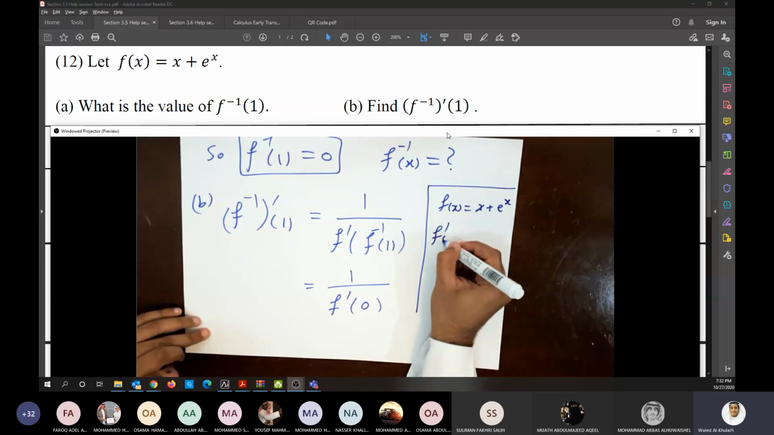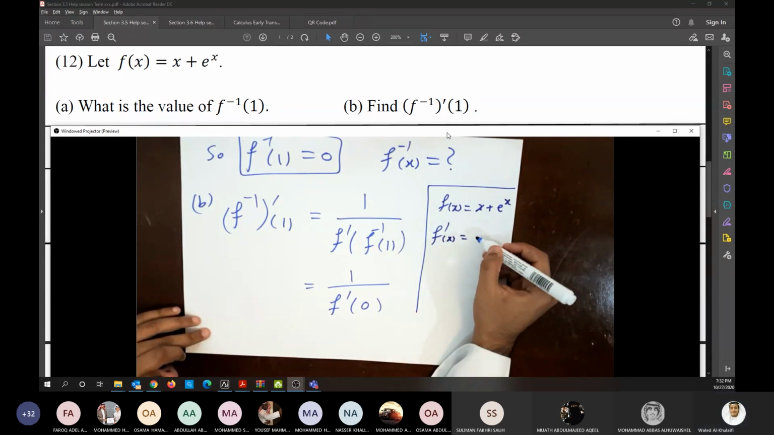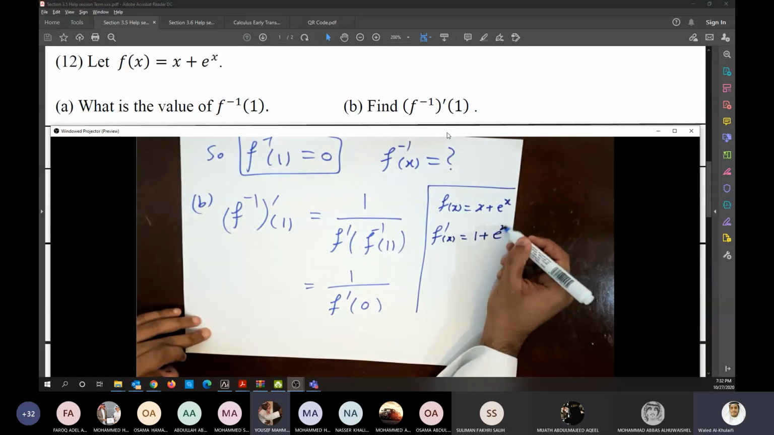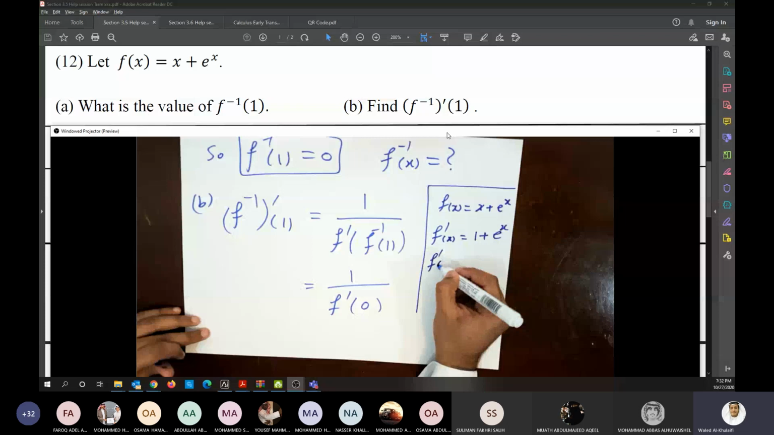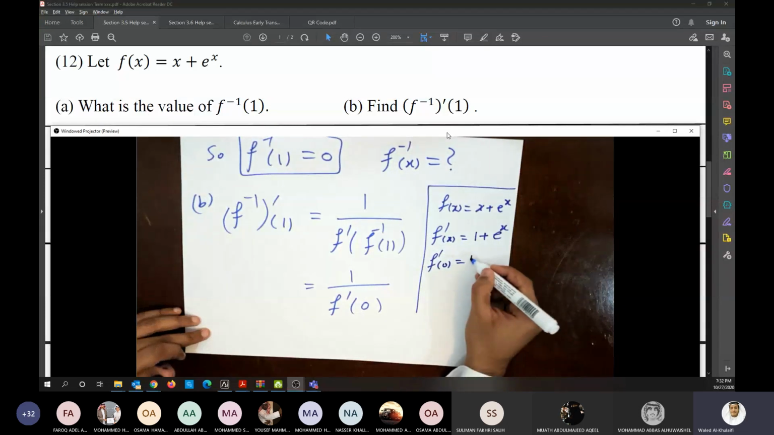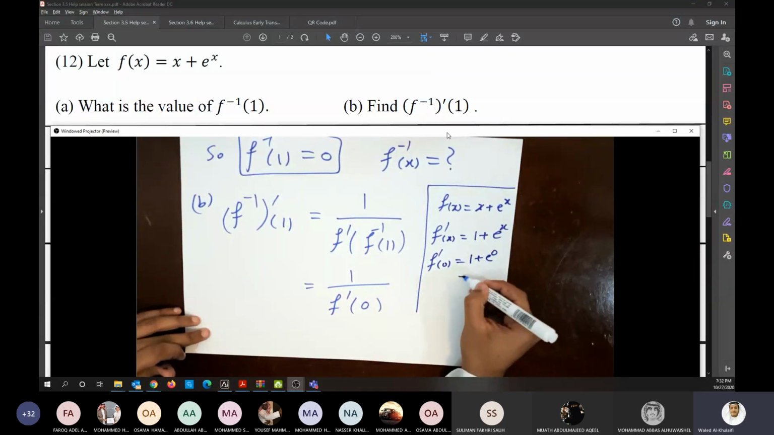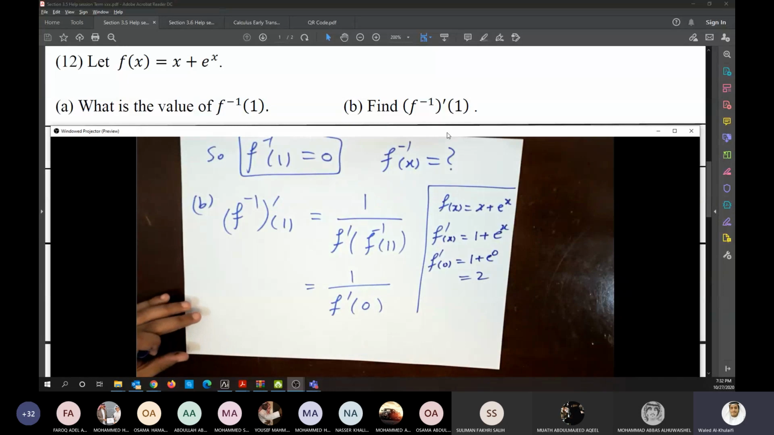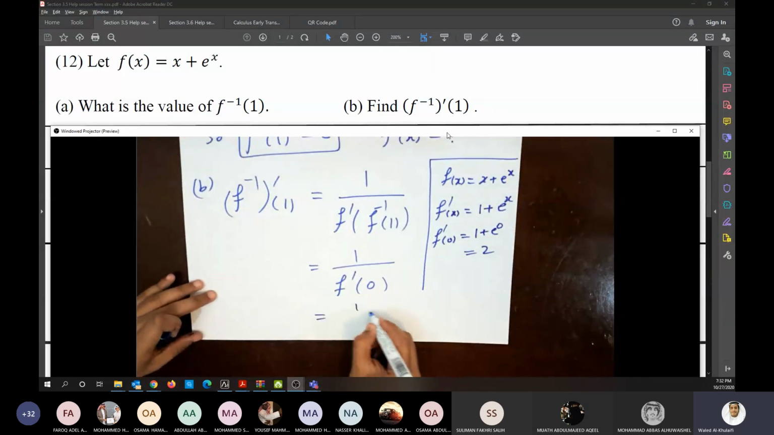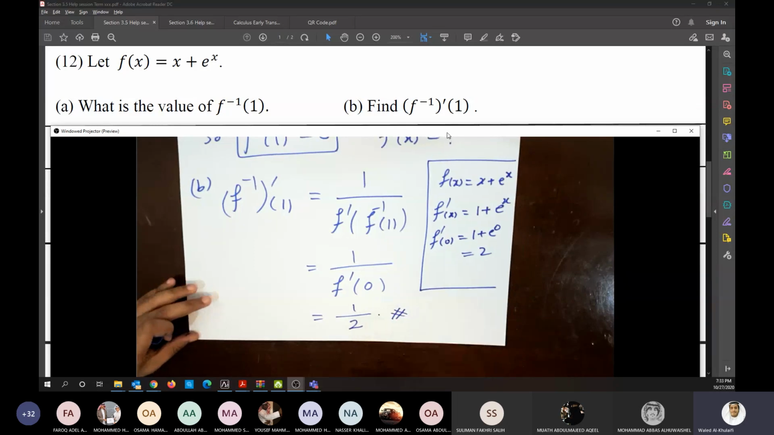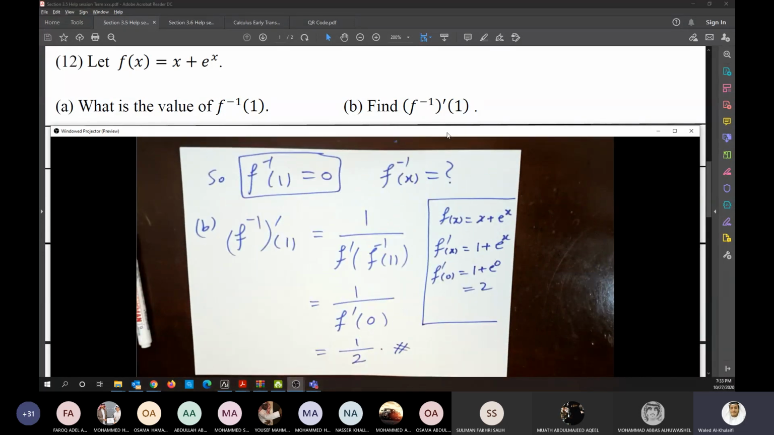What is f prime of x? 1 plus e to the power x. So f prime of 0 equals 1 plus e to the 0, which means 2. So I go back here and say this is equal to 1 over 2. Is it clear, guys? Any question here?